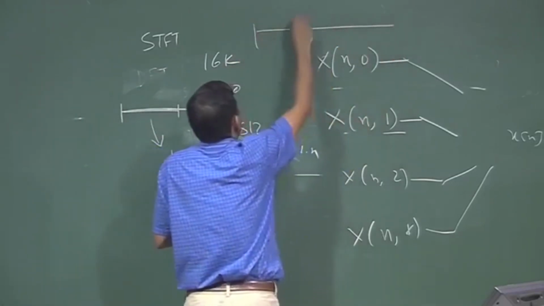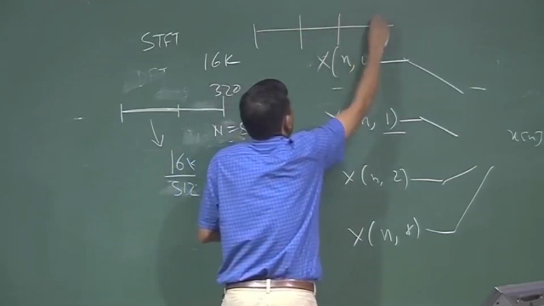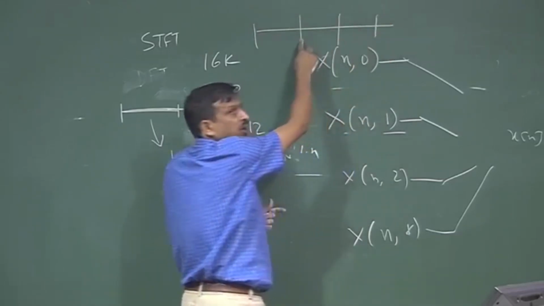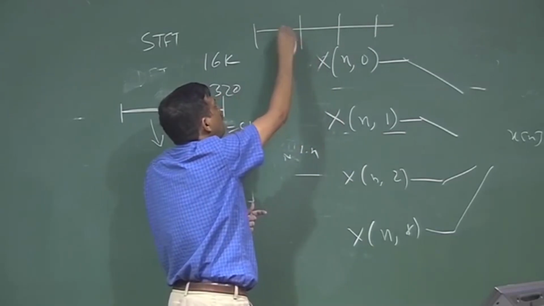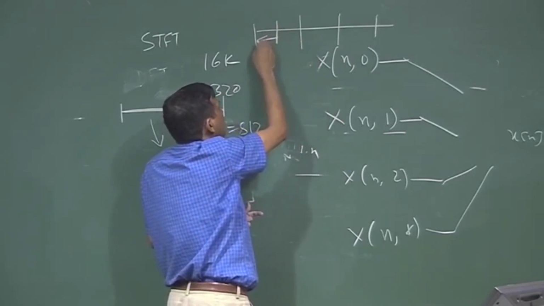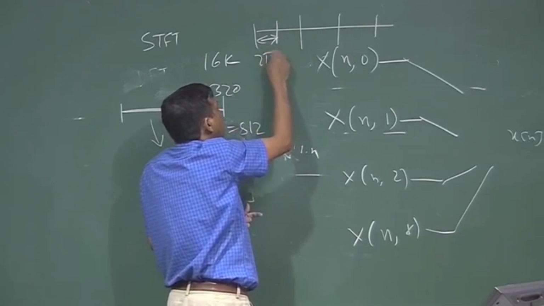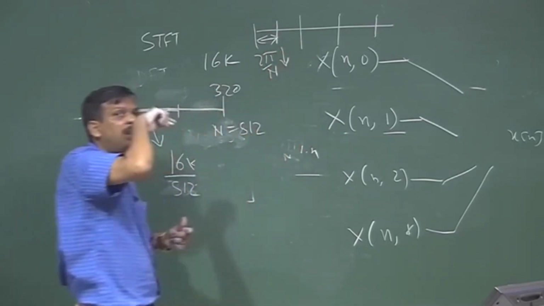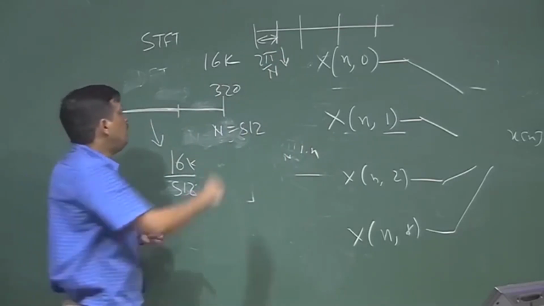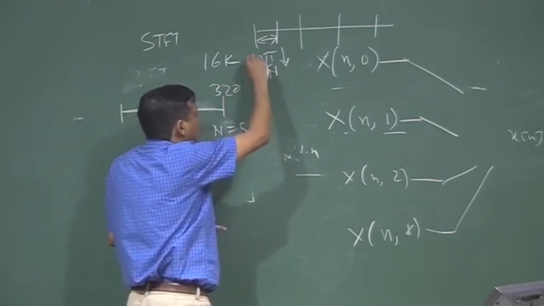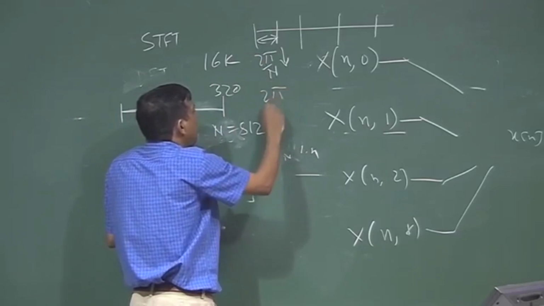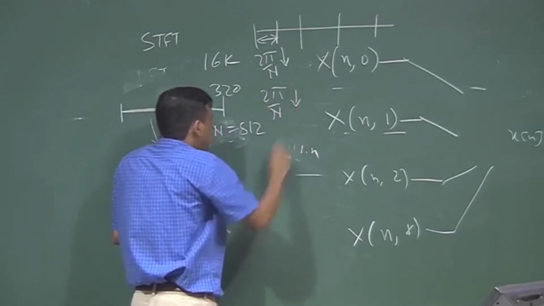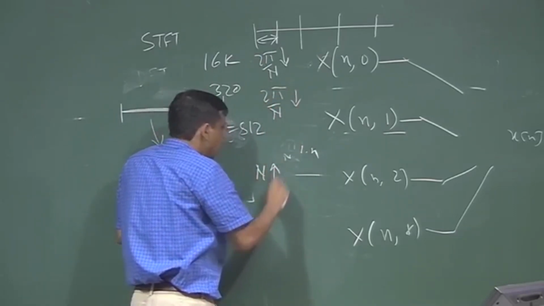If I divide with a long window, the resolution is less. If I want to increase the resolution, the division has to be of very small size. So, the 2π/N value, if it is decreased, then the resolution is increased. So, 2π/N will be decreased if N is increased.